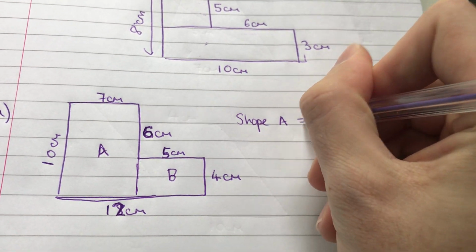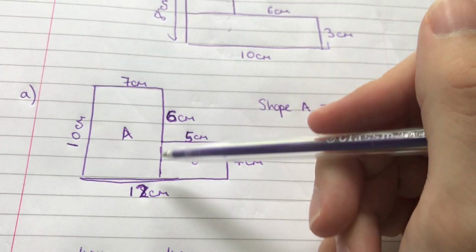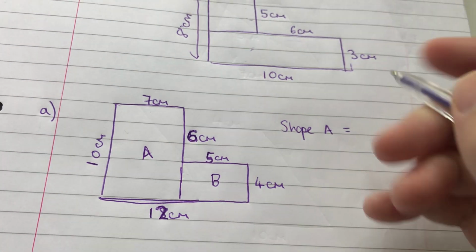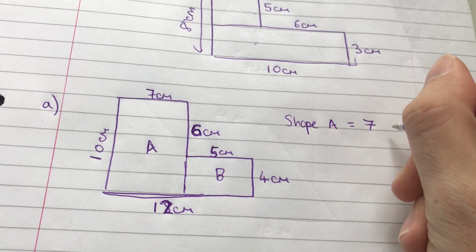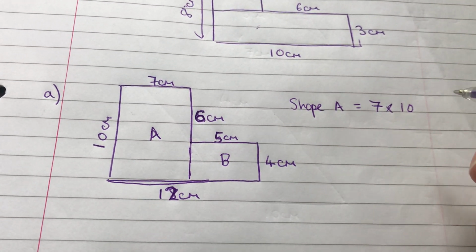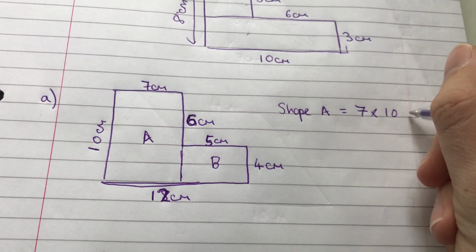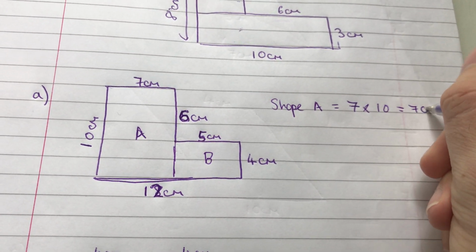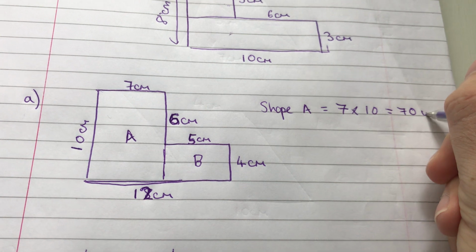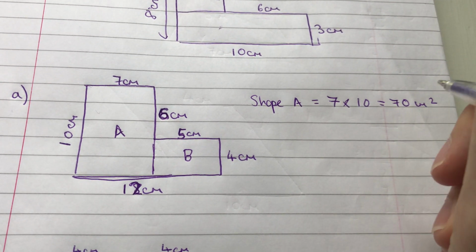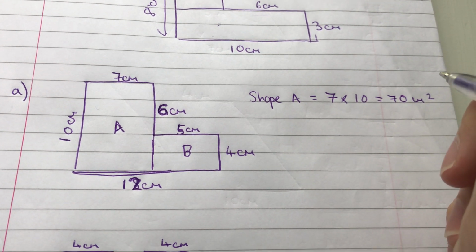So, shape A. First I'm going to work out the size of shape A. So shape A equals, so that's just a rectangle, so that's base times height. The base is, because we've got it up here, 7. So 7 is the base, multiplied by the height, which is 10. Okay, so 7 times 10. So our area for shape A is 7 times 10, which is 70. And that will be 70 centimetres squared, because it's area, remember, squared centimetres for area.